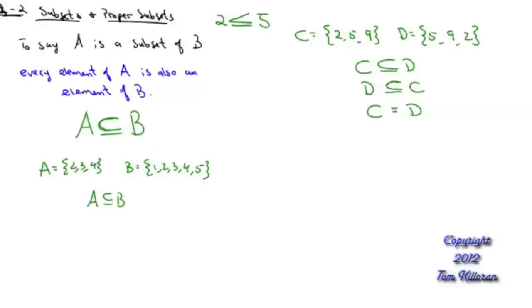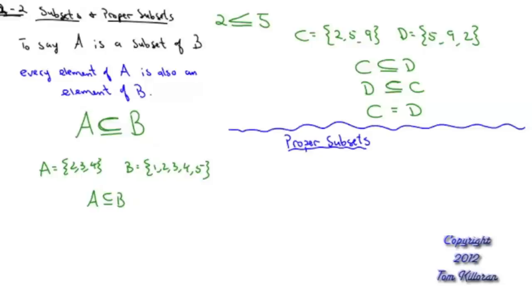Okay. So let's mess it up a little bit more. There's this thing called proper subsets. This is where people start going, oh my gosh, this is horrible. But it's not. It's actually a very simplistic idea.